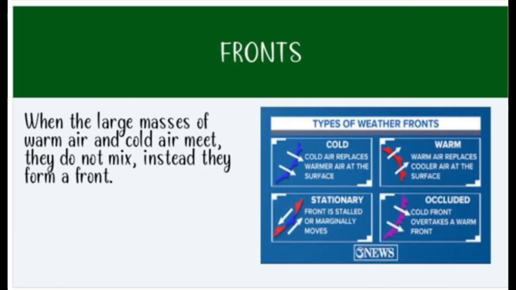Fronts form the boundaries between air masses with different temperature and humidity characteristics. When warm air masses meet cold air masses, the less dense warm air is forced to rise over the dense cold air. This process leads to the development of a front. There are four types of weather fronts. First is the cold, second warm, third stationary, and last is occluded.